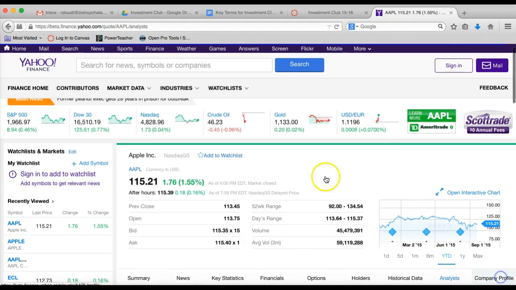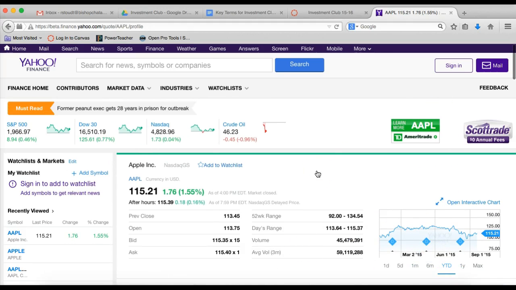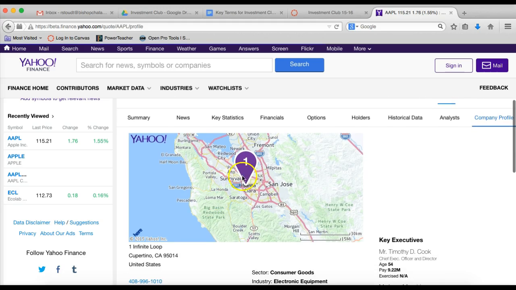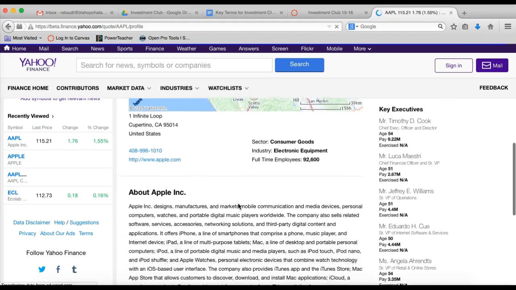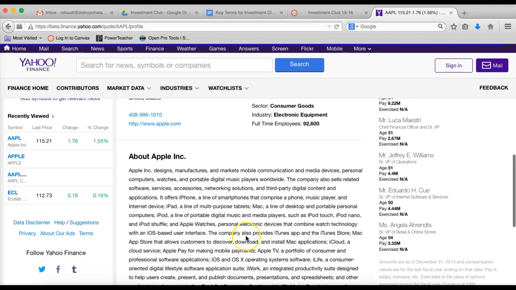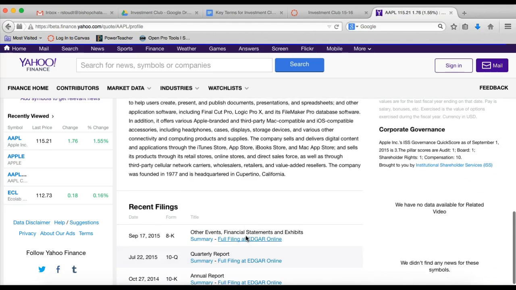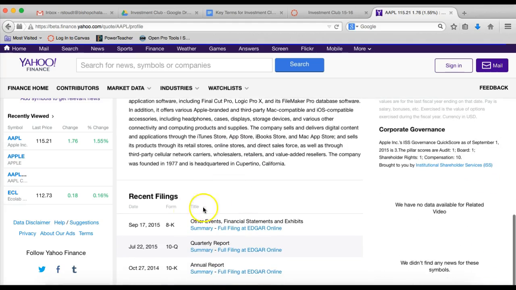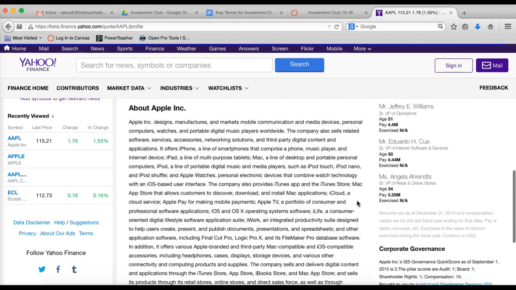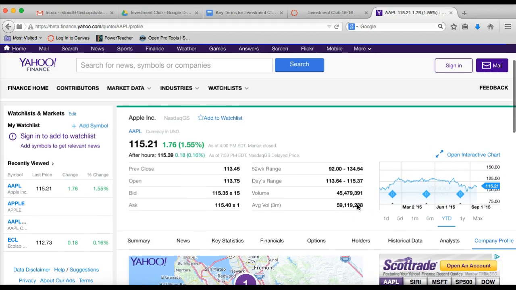And then lastly, the company profile. The company profile will give you information about where it's located, about Apple, what they actually make if you don't know. Sometimes you'll look at companies that you don't know, and any recent filings with the federal government. So that gives you an idea of a little bit about Apple and how to actually research Apple.